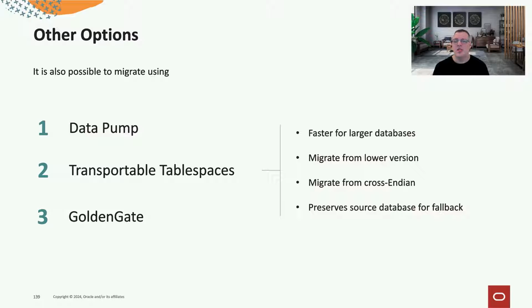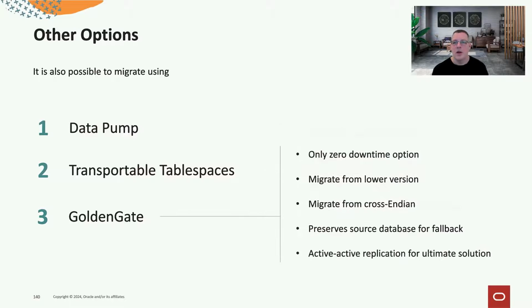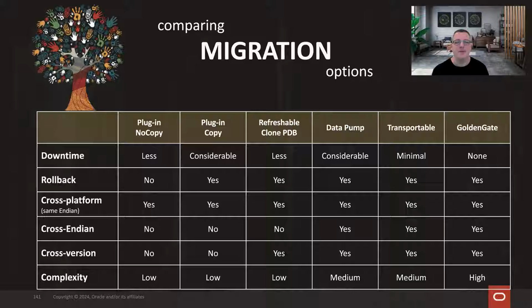Transportable tablespace, it's faster for large database. You can also migrate from a lower version and do cross-engine migrations. And it also preserves the source database for fallback. GoldenGate, it's the only 0 downtime option. You can migrate from a lower version, cross-engine, and preserve source database for fallback.